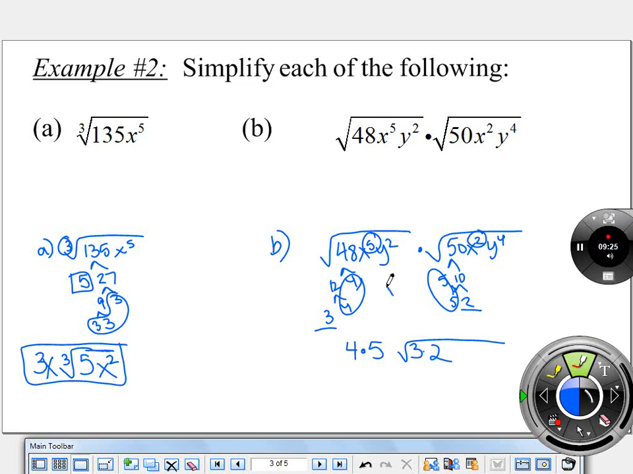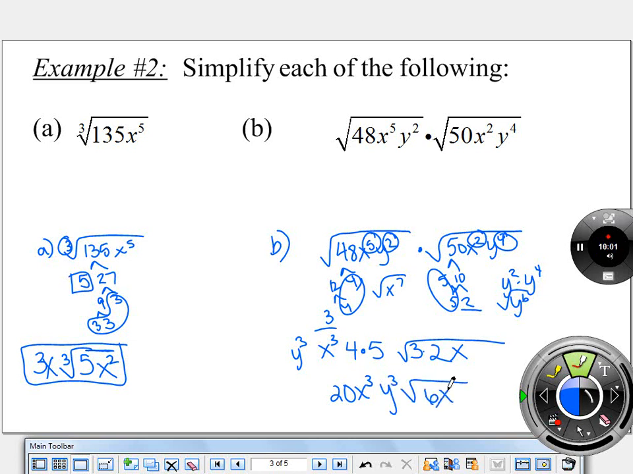Okay? Underneath the radical, I have x to the 7th, and I'm taking the square root of that. So as far as groups of 2, there's going to be 3 of them. That will come out, and there will be 1 left over. And then for y's, I have y squared, and y to the 4th is y to the 6th. So if I think about the square root of that, it's y cubed. So my final answer is going to be 20 x cubed, y cubed, square root of 6x. Okay?